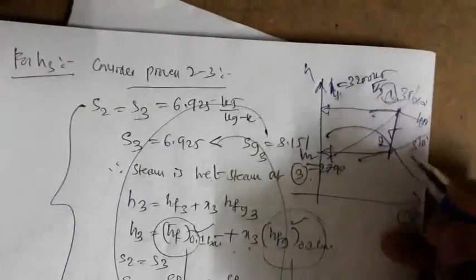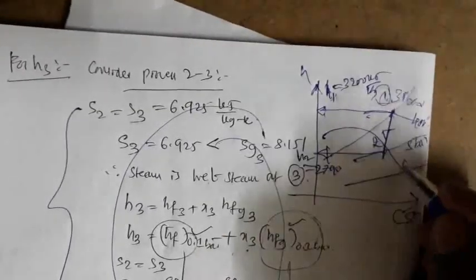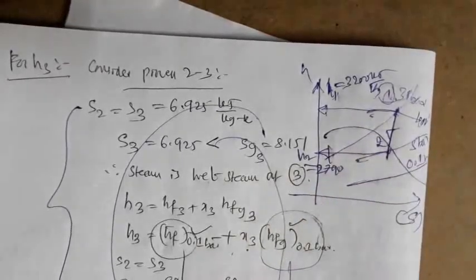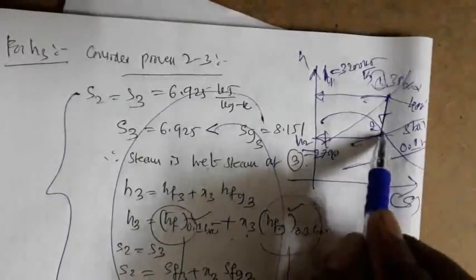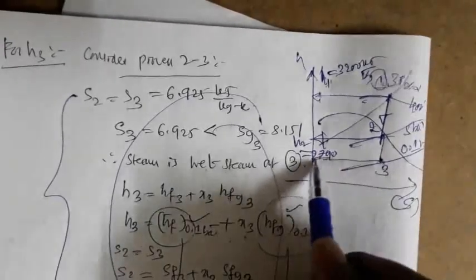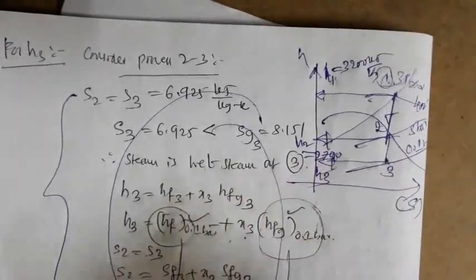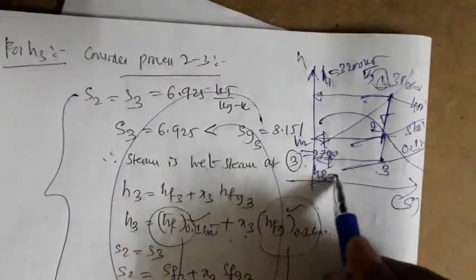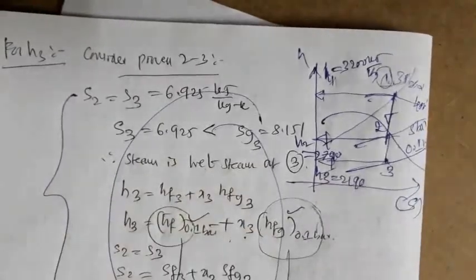Similarly, at the 0.1 bar pressure line, if I draw a vertical line, I can mark this as state point 3. So I will be able to calculate H3. So H3 is 2190 on the molar chart.